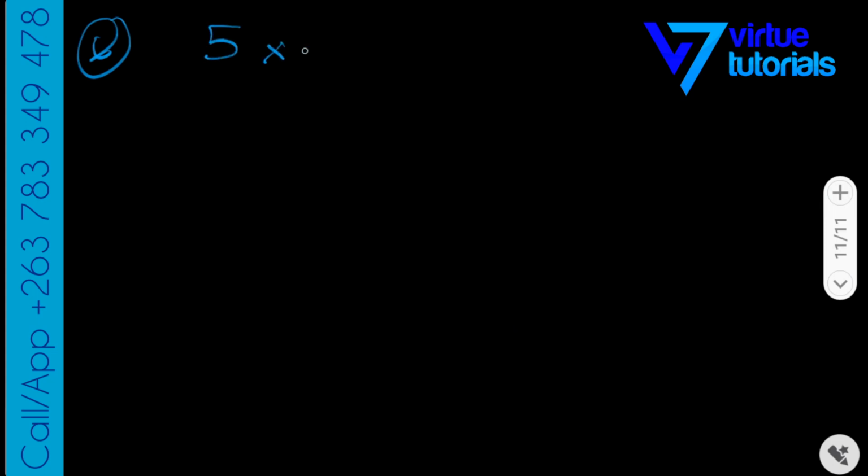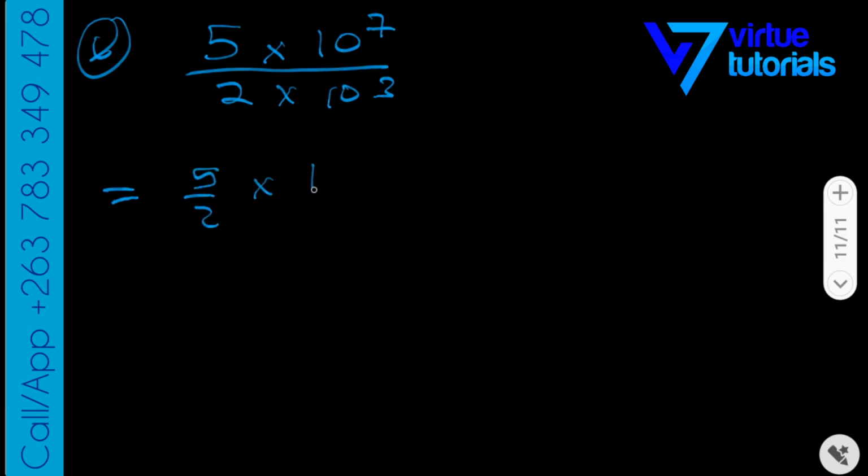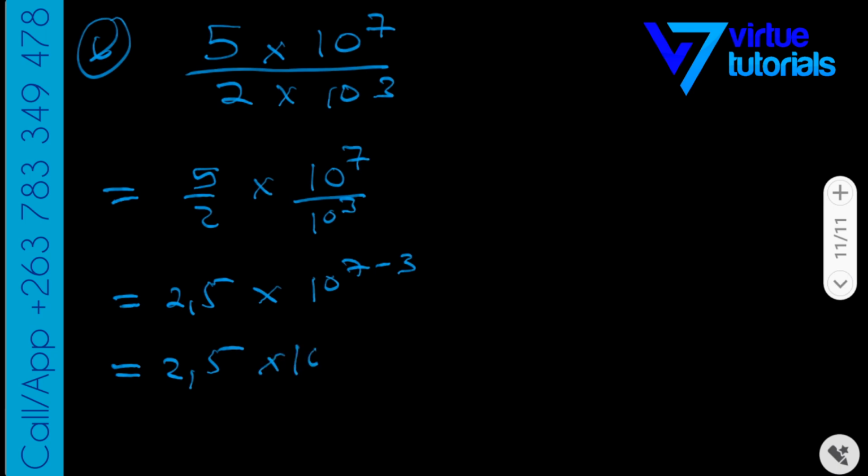If you have 5 times 10 to the power 7 divided by 2 times 10 to the power 3, again, don't multiply 5 and 10. Do not multiply 2 and 10. Instead, separate, right? 5 divides by 2, and then 10 to the power 7 divides by 10 to the power 3. 5 divided by 2, that's 2.5, times these two, now subtract powers, and then you get 2.5 times 10 to the power 4.